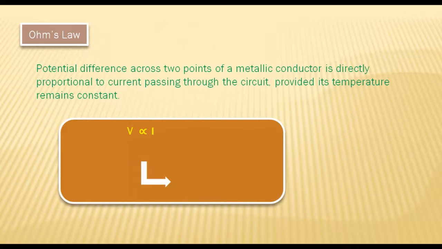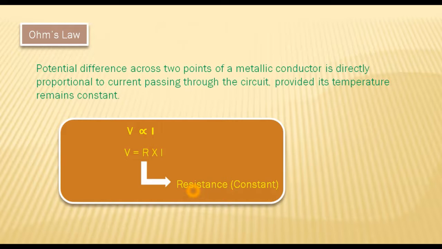And if we remove this proportionality, then again we need to write equality and a constant here, R. And this constant is known as the resistance of the conductor. Now the value of this constant depends on nature, length, area of cross section and temperature of the conductor, which we will discuss later.